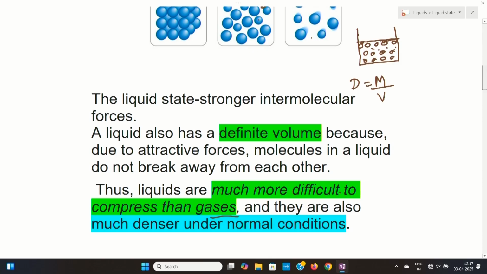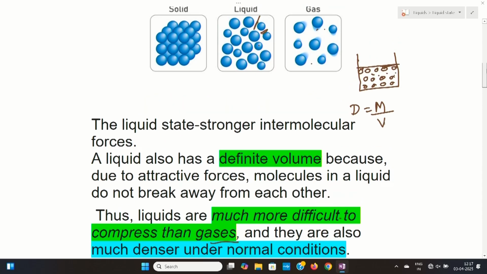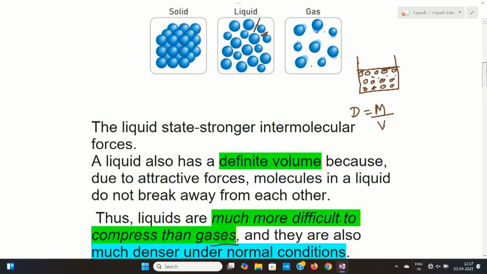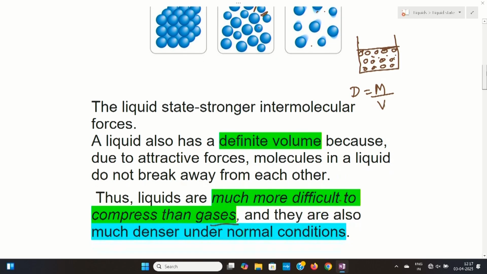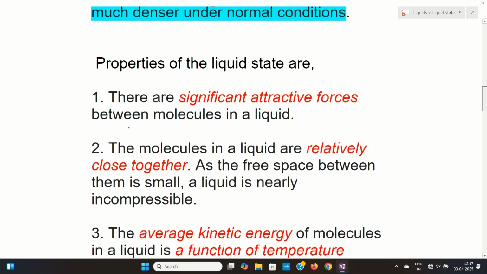But in the case of liquids, the density is greater than that of gases. Here, if we list out the properties of liquids: first, there are strong attractive forces between molecules in a liquid. Second, the molecules are closely packed together, but not as much as in solids. They have some empty space between them.